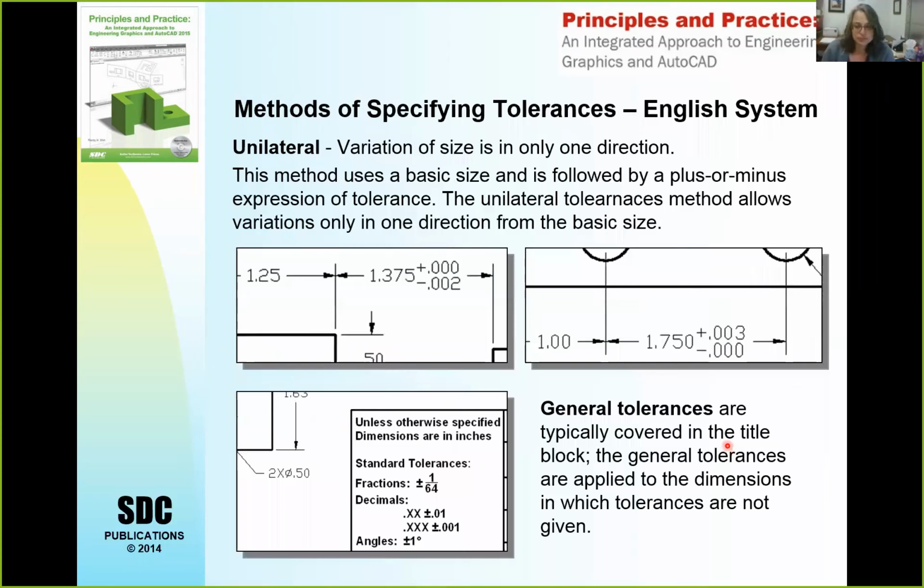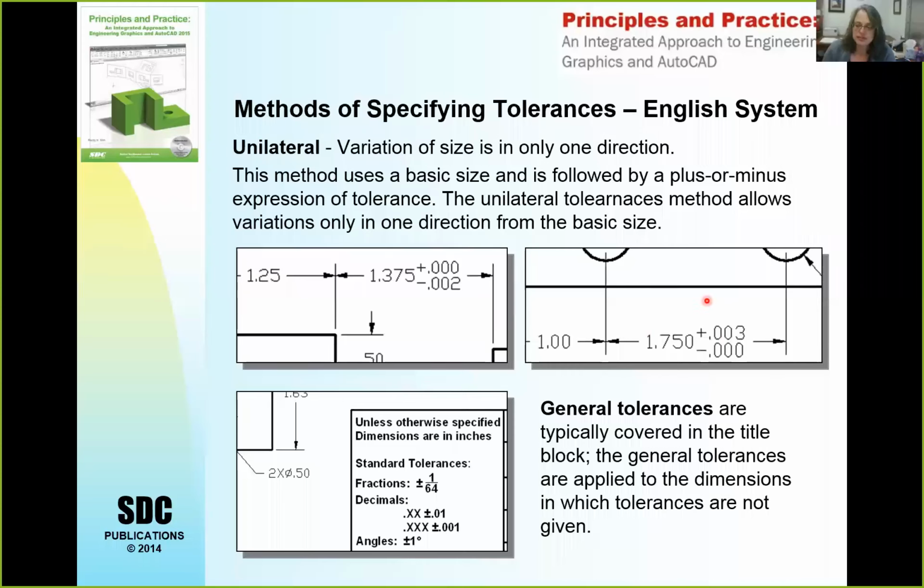Okay, sometimes we'll have variation only in one direction. So, for example, up here, we've got 1.375 plus 0 minus 0.002. What that means is that my hole, or my dimension, sorry, whatever dimension this is, can be no more than 1.375 inches in length. But we can tolerate something as small as 1.373. It's exactly like it says.